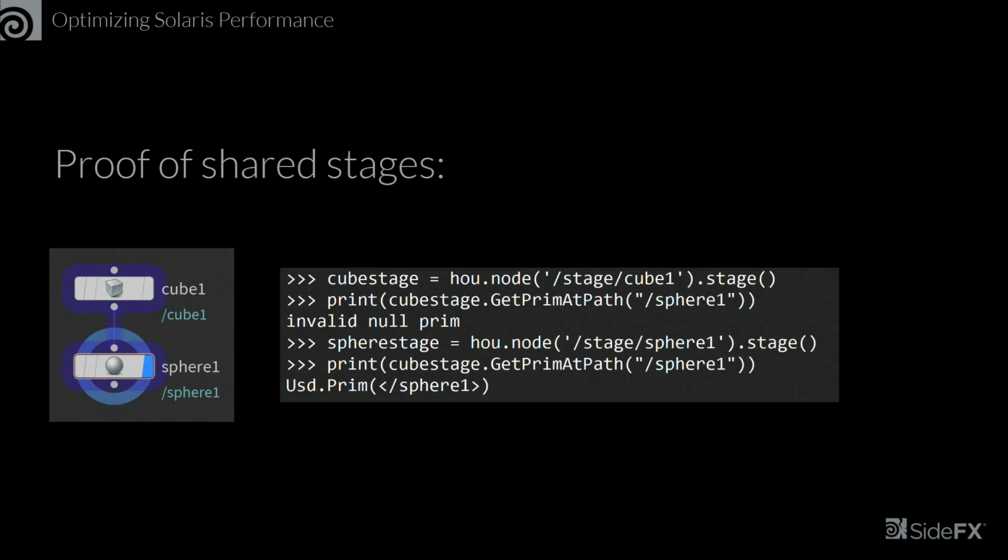So just to prove to you, if you want to go home and see that, oh yes, we really do share stages, you just have a cube lop and a sphere lop, and you ask the cube lop for its stage, and you say, hey, cube lop stage, tell me about sphere 1, and of course it says there's no such thing as sphere 1. And then you go to the sphere lop, and you say, hey, sphere lop, give me your stage, and then you go back to the cube stage, and you say, give me sphere 1, and it says, sure, here it is, which obviously makes no sense unless you realize that sphere 1 and cube 1, those lop nodes are using the same stage.